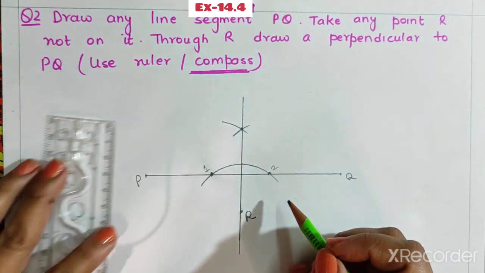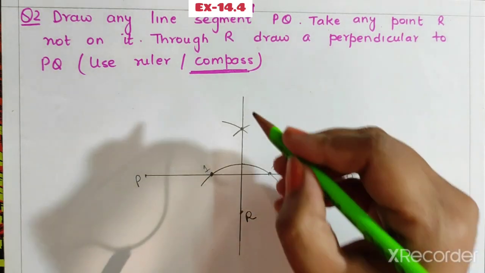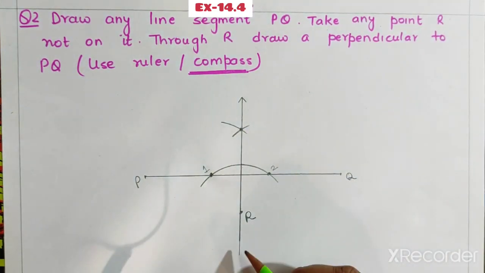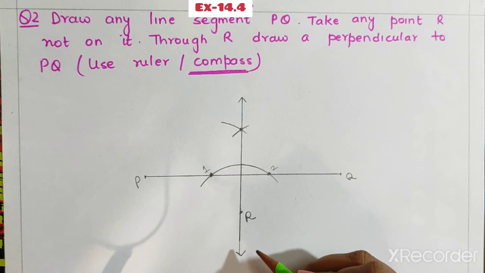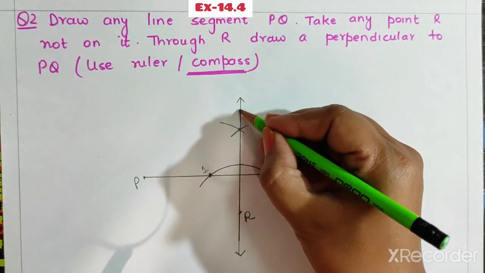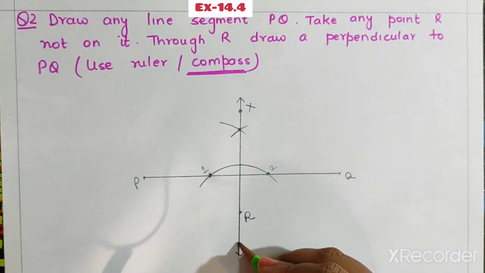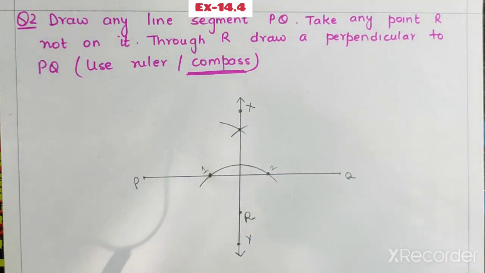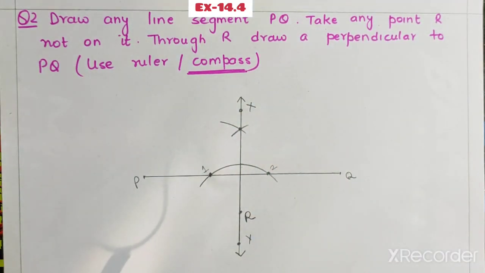So what is this? This is the perpendicular line segment from a point which is outside the line segment, right? You can give it the name XY. So here XY is perpendicular to PQ from point R, which was not on the line segment PQ.